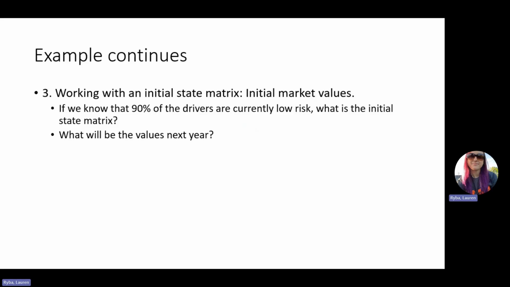So if we can find our current state, our initial state is called state 0. Anytime you're talking about a state matrix, it is going to be a row matrix, and you're just going to list all the initial values you have. So we have L, L naught. 90% are currently in the L category, leaving 10% in the L naught category.